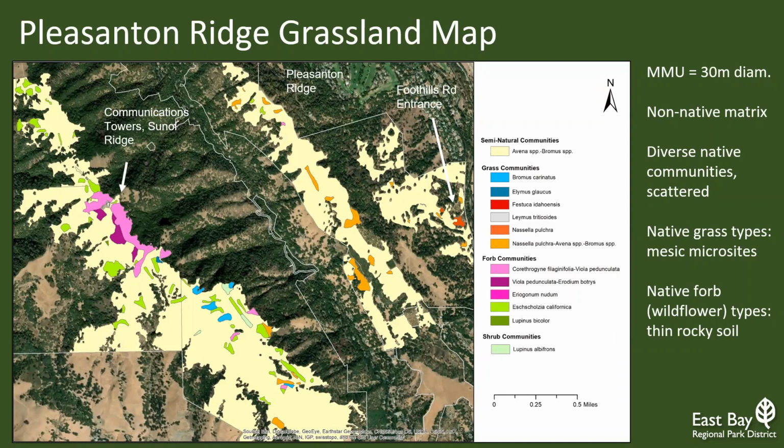And the forb types had a very visual presence of wildflowers in them. The wildflower types, the forb types, were mostly found on Sunol Ridge, and they're showing up in the map here as the pinks, purples, and greens. So this is Sunol Ridge here on the left. And then the native grassland types tended to be associated more with north and east facing slopes, more mesic microsites. And the grassland types are showing up in this map more as oranges, blues, and reds.